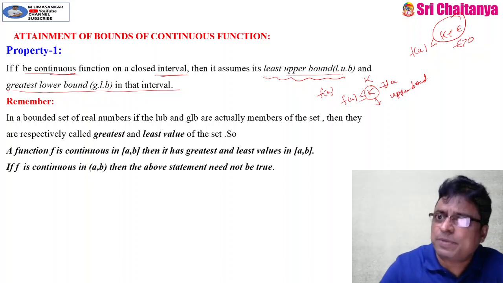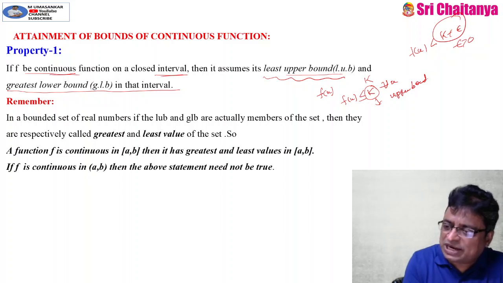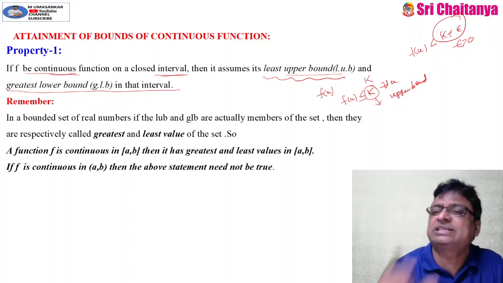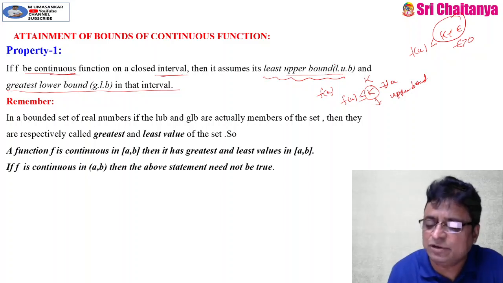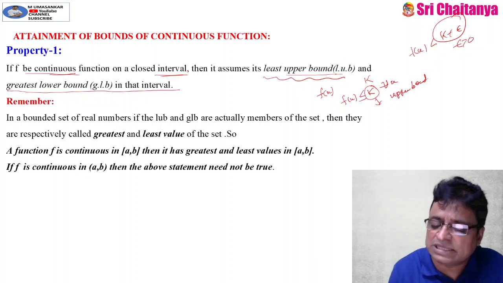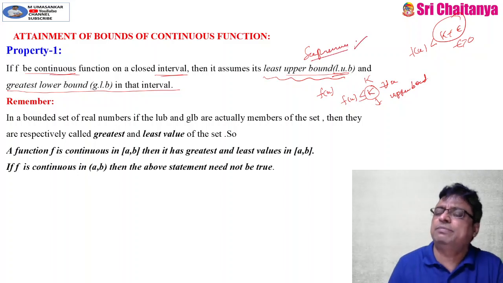Among all those upper bounds, you select the least one, and that is called the least upper bound. Simply, I can call it LUB, or in other language, I can call it the supremum.